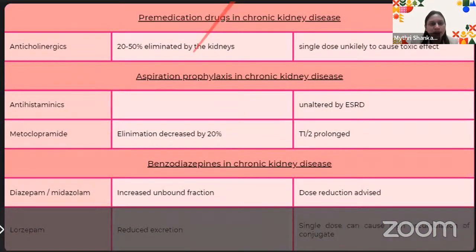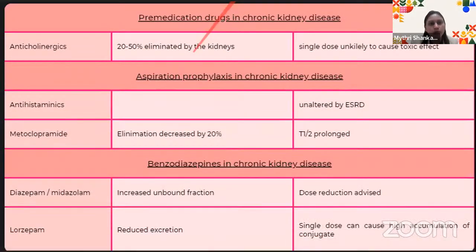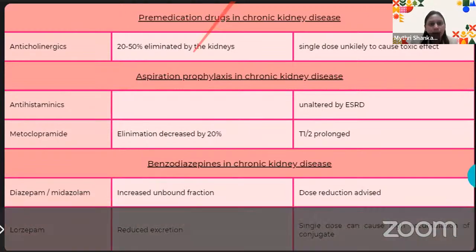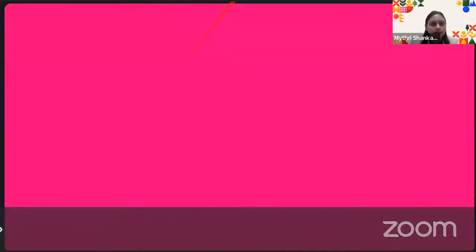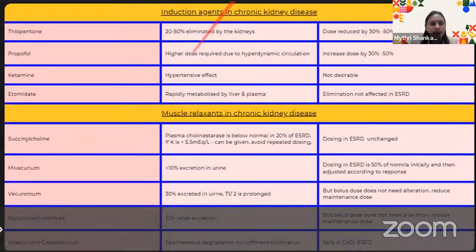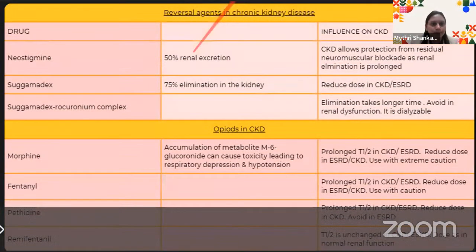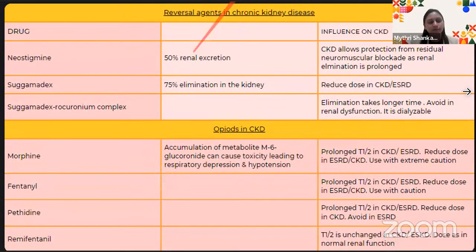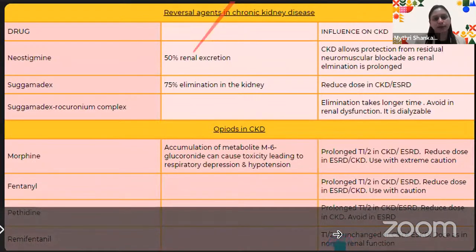And this is a small chart that I had prepared for you as a handout. What pre-medications can be used: aspiration prophylaxis, benzodiazepines, induction agents, muscle relaxants, reversal agents, and opioids in CKD. I will share this as a PDF with you because we cannot remember all the pharmacokinetics of the drugs, just the basic principles we need to know.